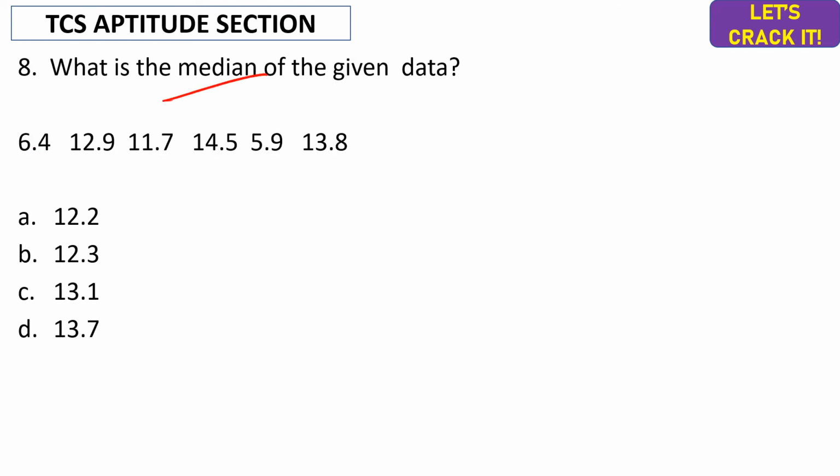And here comes the median question. Guys, I have already told that TCS can ask you the easiest question or else the most difficult one.